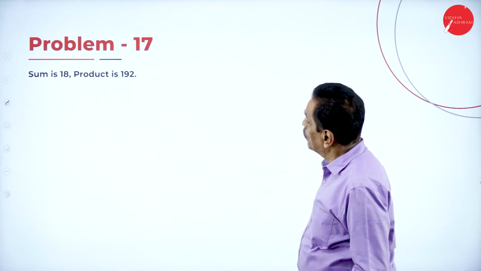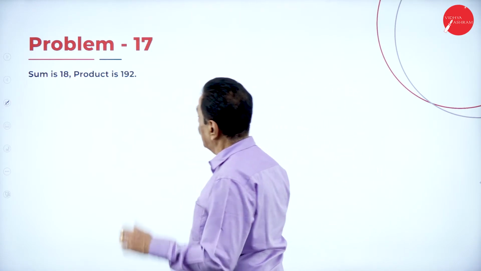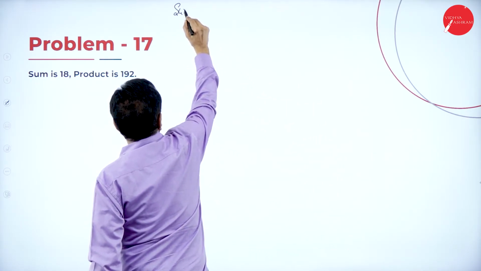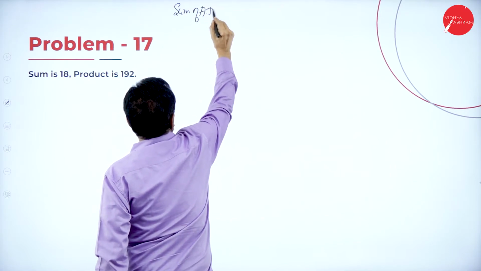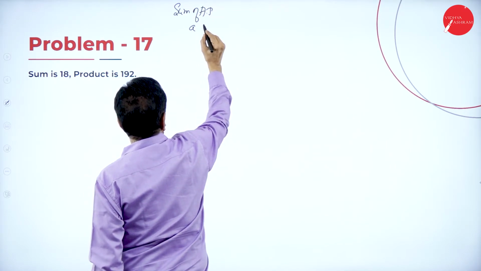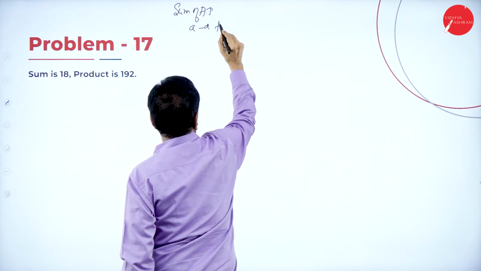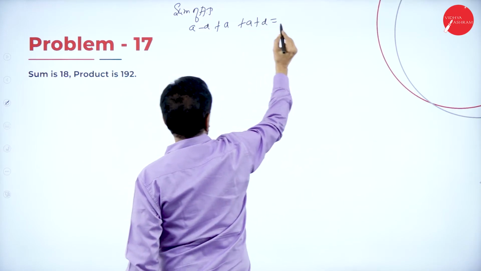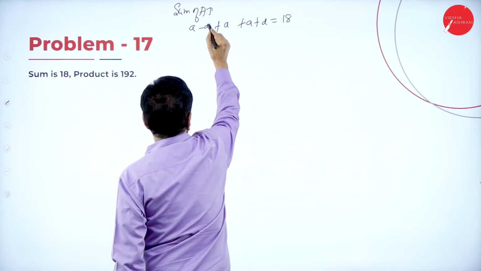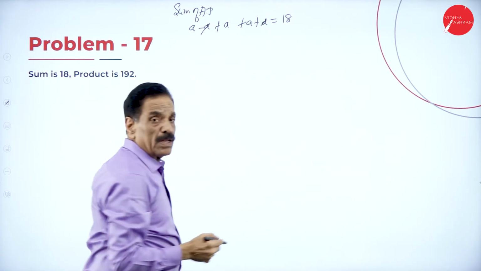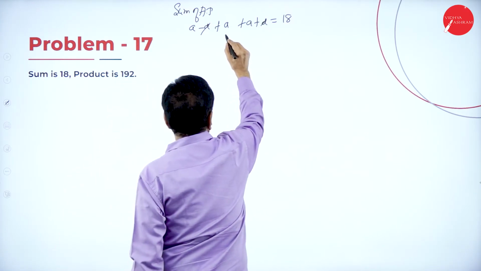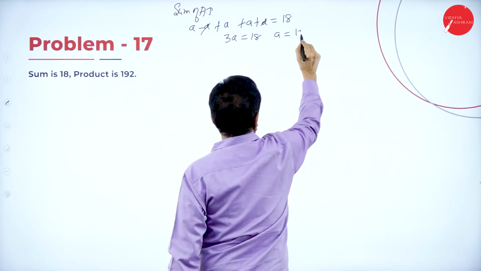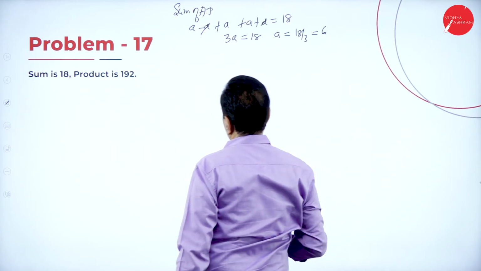Then we'll move on to the next one. Sum is 18 and product is 192. Sum of AP: A minus D plus A plus A plus D is equal to 18. D cancelled out. 1A, 2A, 3A. 3A is equal to 18. A is equal to 6.